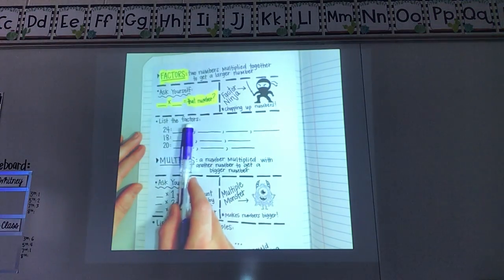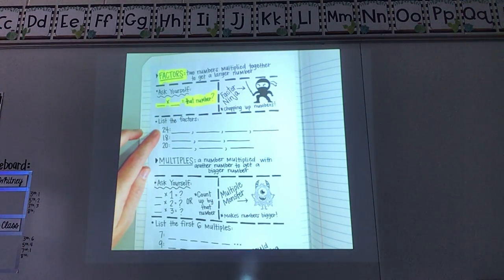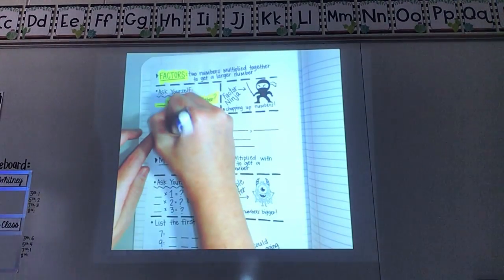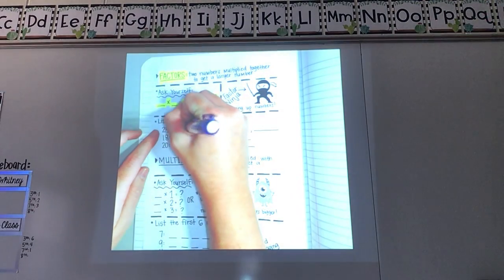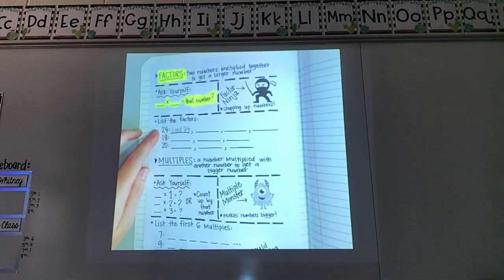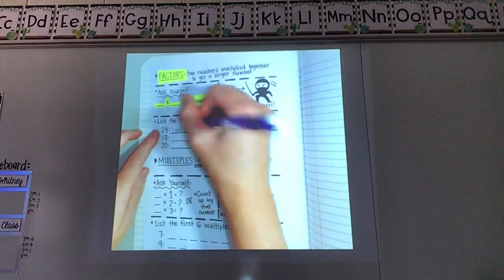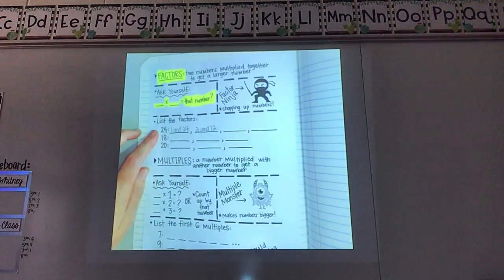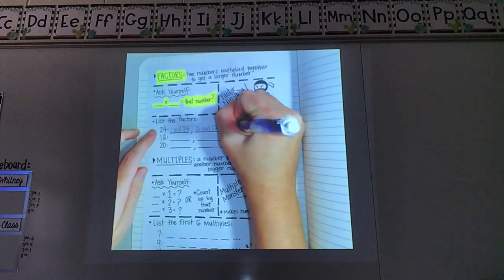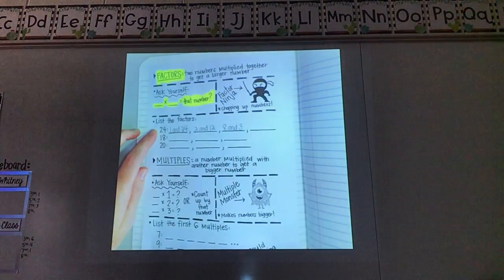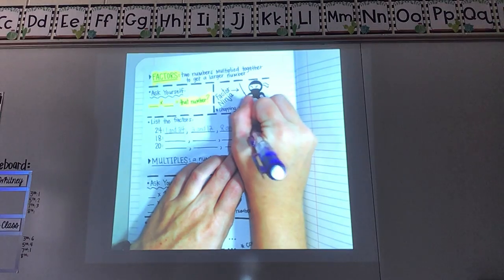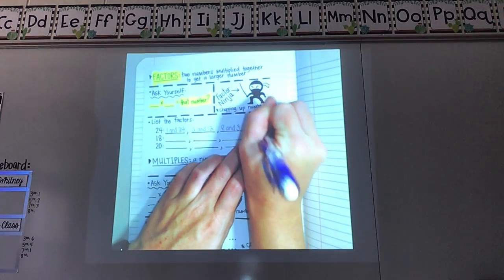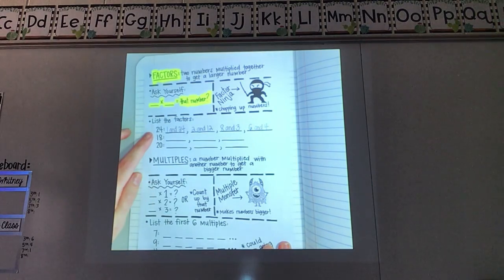It says list the factors for 24. So in my mind, I'm trying to think what times what equals 24? Well, 1 and 24 would equal 24 because 1 times 24 is 24. Or 2 and 12, or 8 and 3, or 6 and 4. So all of those numbers are factors of 24, which means they multiply together to equal that.